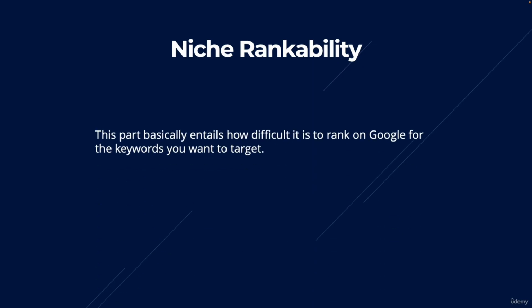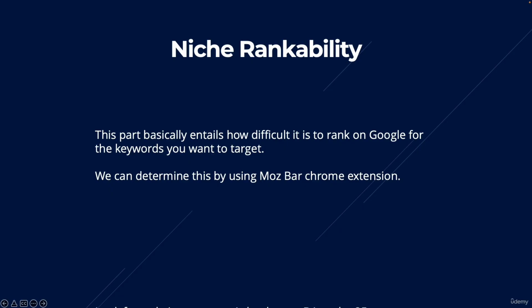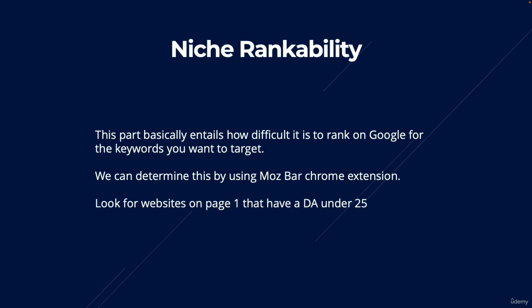Well, pretty much niche rankability entails how difficult it is to rank on Google for the keywords you want to target. We can determine this by using the free Mozbar Chrome extension, which I'll walk you through in just a second. But pretty much what we want to do is look for websites that are on page 1 on Google and that have a domain authority, which is what DA stands for, under 25.